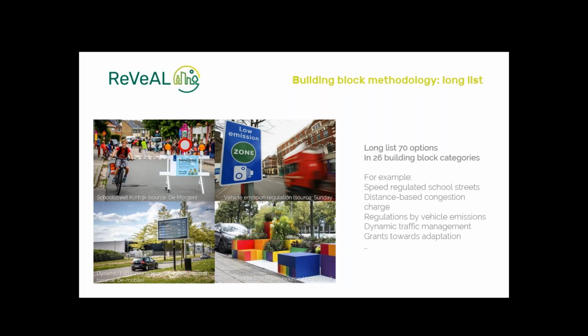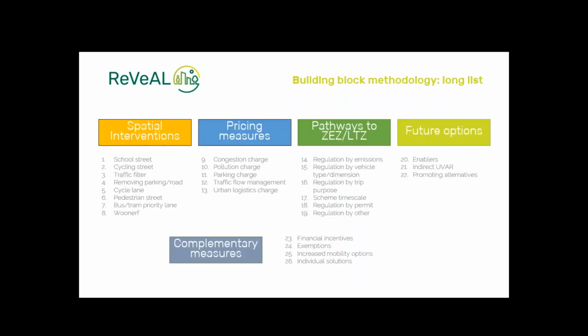So, for example, school streets can be part of a larger strategy of limiting traffic in a certain area of the city. A vehicle emission regulation, for example, can be part of a low emission strategy. Whereas a parklet can be a spatial intervention, part of a larger, for example, low traffic zone in a city.